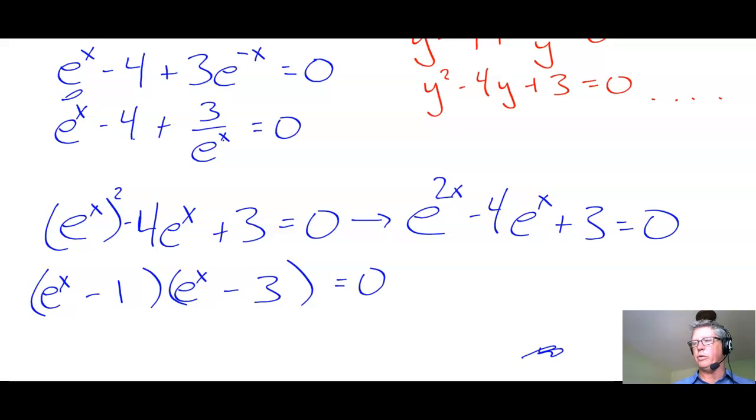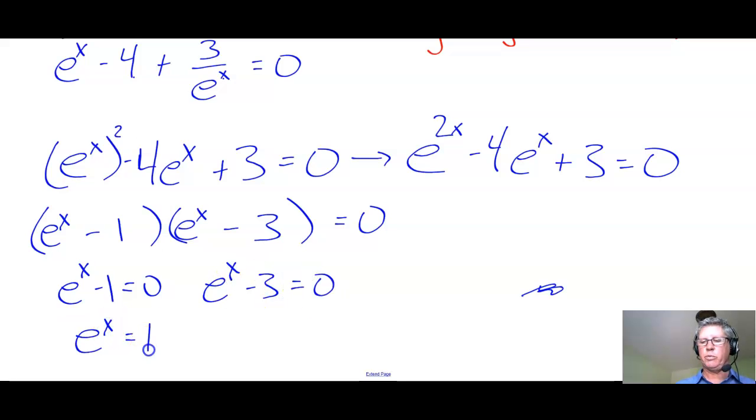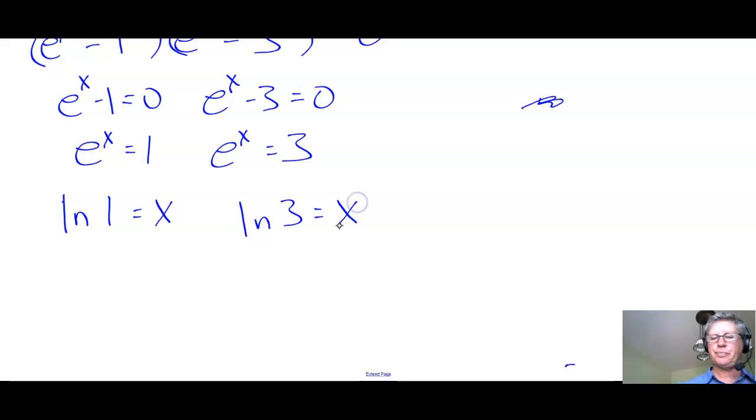And then I've got two equations to solve. I've got e to the x minus 1 equals 0, or e to the x minus 3 equals 0. e to the x equals 1, e to the x equals 3, and we get back to really the first problem we did, and that is, how do you solve that? Well, log base e of 1, so natural log of 1 equals x, and natural log of 3 equals x.